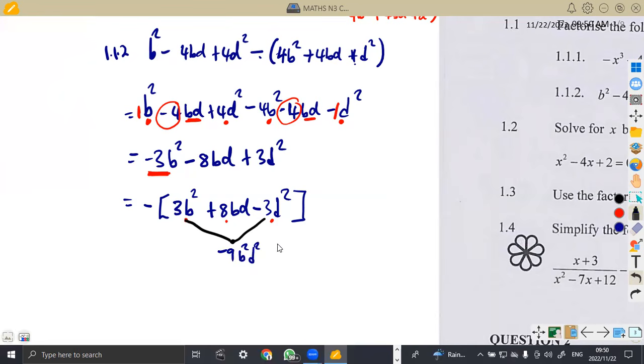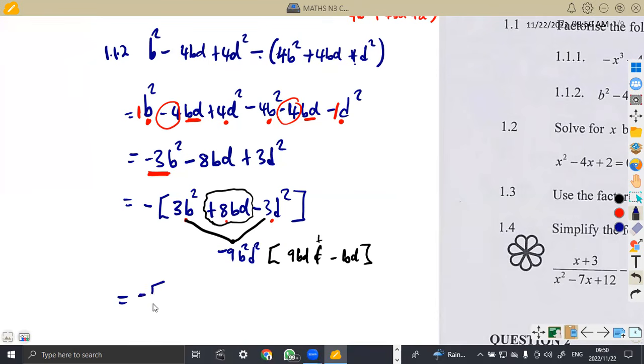What are the factors that we are going to have for negative 9b squared d squared? If we add them, they must give us the middle term, which is 8bd. So in this case, we have got 9bd and negative bd. If we multiply these two, we get negative 9b squared d squared. If we add, we get positive 8. So these are the factors that you're going to substitute into the middle term in place of 8bd.